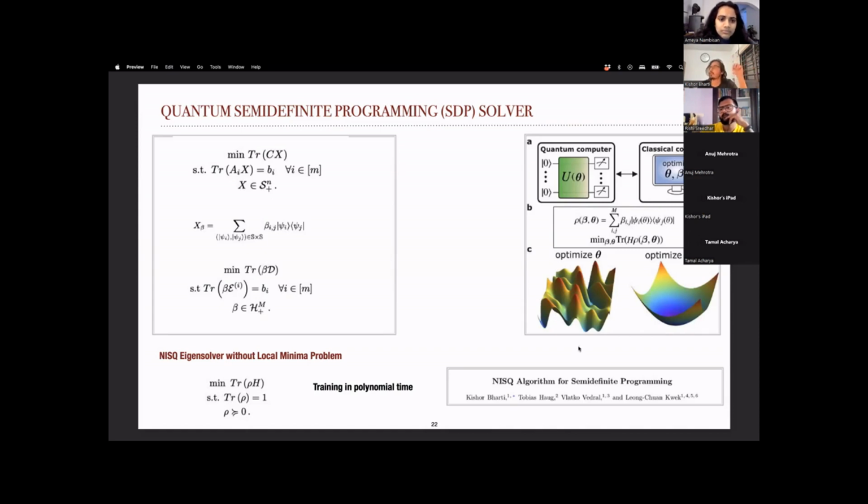This is what we did in one of our papers. Regularly, training takes exponential time in general, but in our case, the training can be done in polynomial time.